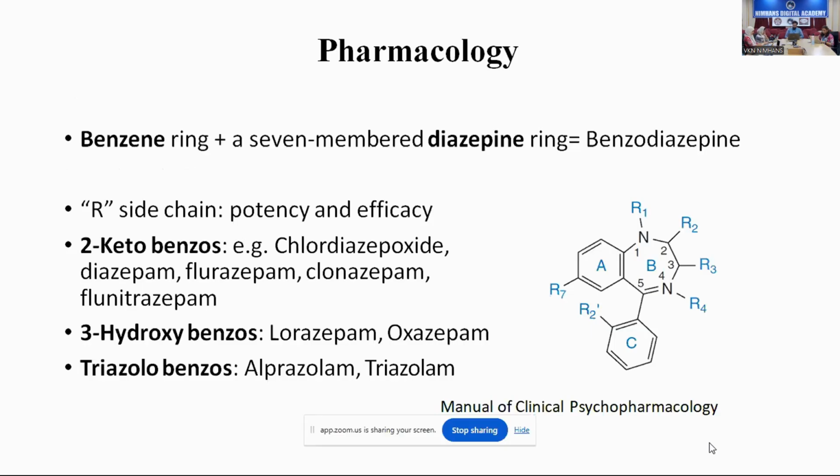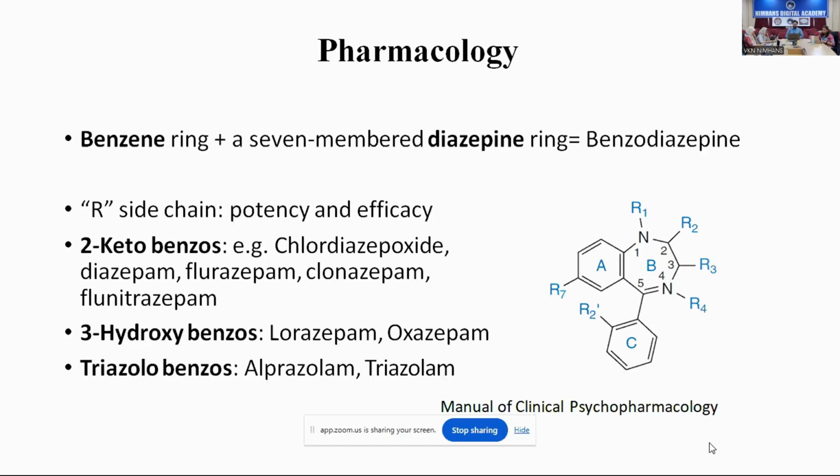Most commonly we classify as per chemical modifications: the 2-keto group, the 3-hydroxy group, and the triazolo group. Triazolo groups are basically nitrogen-containing side chains. 2-keto benzos include your chlordiazepoxide, diazepam, flurazepam, clonazepam, flunitrazepam. If you look very closely at the 2-keto group, since there is a double bond, it takes too much time to get metabolized. These are the classes which have longer-acting benzodiazepines because they have one active metabolite, then they produce another active metabolite, and then finally they get converted into the excreted product. So these are the longest-acting benzodiazepines in this class.